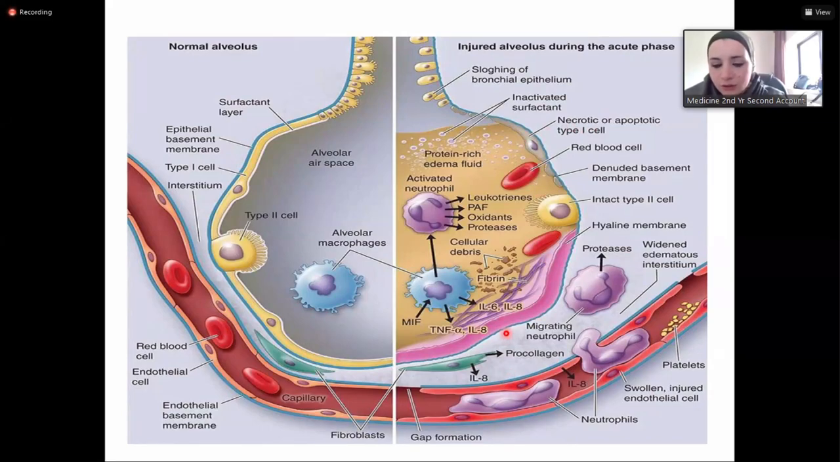But in late stages, sometimes there is induction of fibroblastic growth and production of collagens due to mediators released from the macrophages. The fibroblasts start, and they cause fibrosis. This is the cause of, as we said, a subset of patients who survive and end up having chronic lung fibrosis.